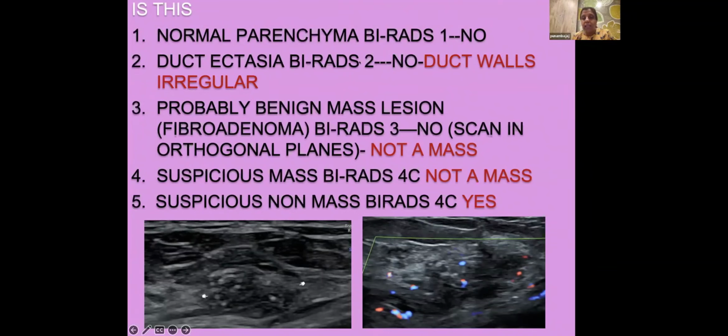Now, why is it not BI-RADS 2 duct ectasia? Because when you see it along the duct, look at the duct walls. They are so irregular. Duct ectasia will have very smooth walls and anechoic contents. Here we see heterogeneous, hypoechoic areas. So this is not benign duct ectasia.